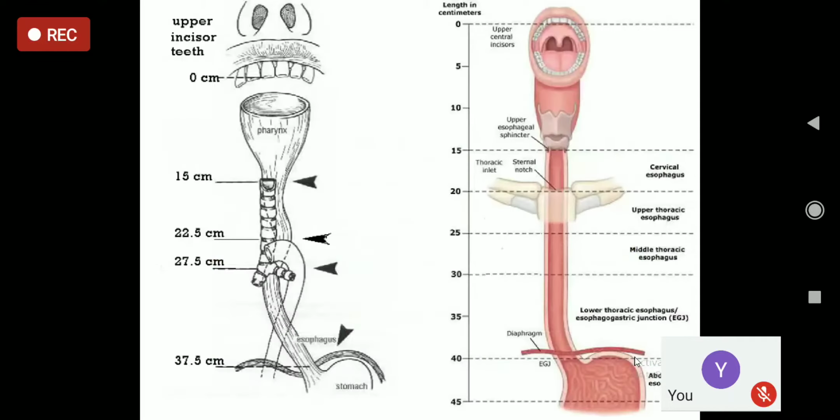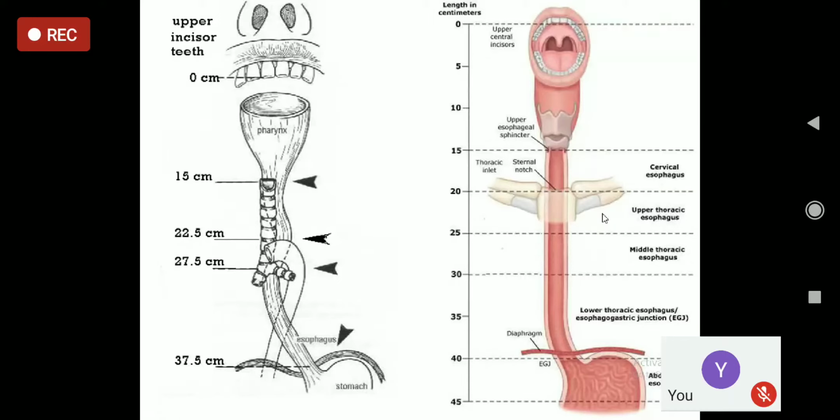This is clearer from the diagram. When we insert the endoscopic tube through the upper incisor teeth, we should know these measurements. The first site is 15 centimeters, the second, where it is crossed by the arch of aorta, is 22.5 centimeters, that is 9 inches. The third, where the left principal bronchus crosses the esophagus, is 27.5 centimeters. Finally, the fourth is where it pierces the diaphragm to enter the abdominal cavity. So this is about the measurements and the normal sites of constriction of the esophagus.